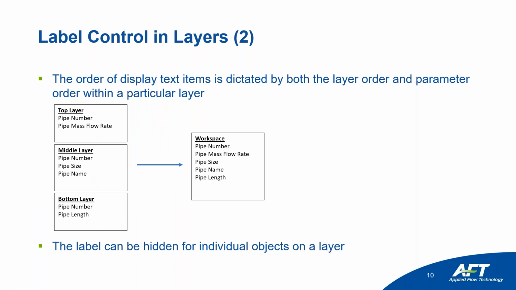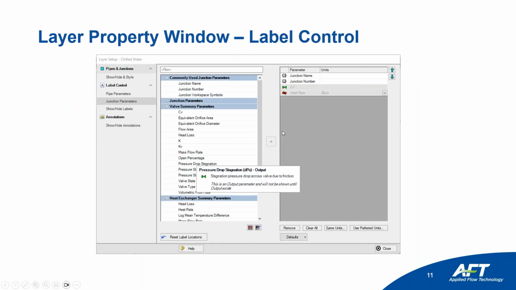The label can be hidden for individual objects on a layer. You do not have to show all of them. You can hide certain components that you're not interested in showing, or an area specific. Layer property window.